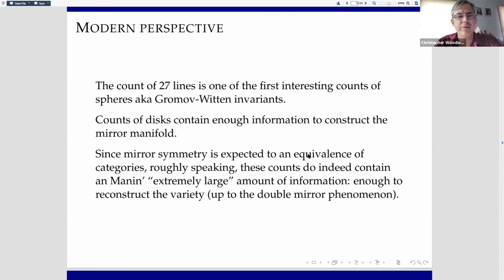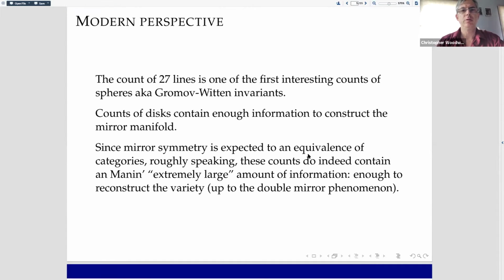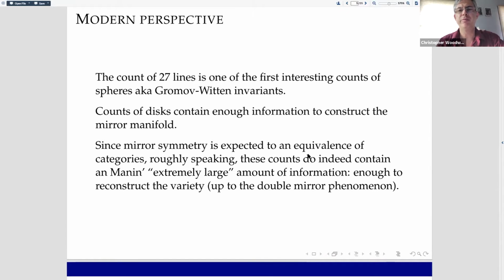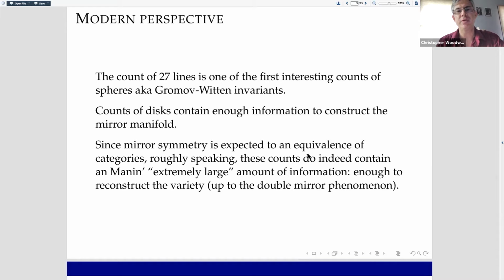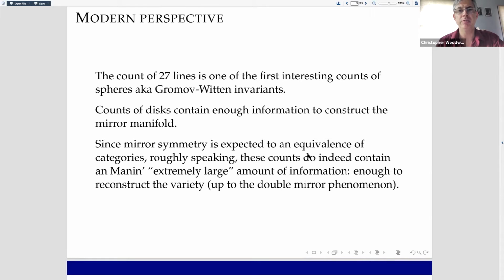So in the modern perspective, Manin's extremely large amount of information has actually been upgraded. These kinds of counts contain essentially all of the information about the symplectic manifold that you might be interested in. This count of 27 lines is one of the first interesting counts of these holomorphic spheres, which are called Gromov-Witten invariants.